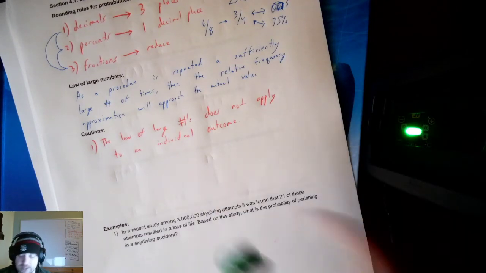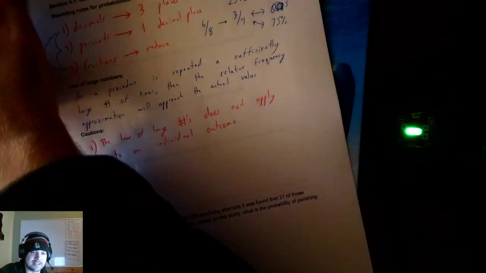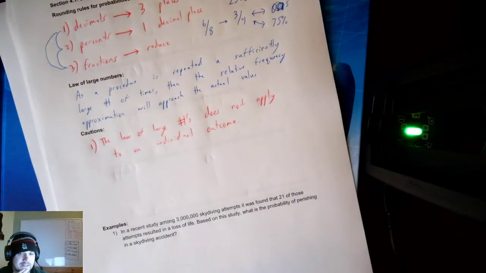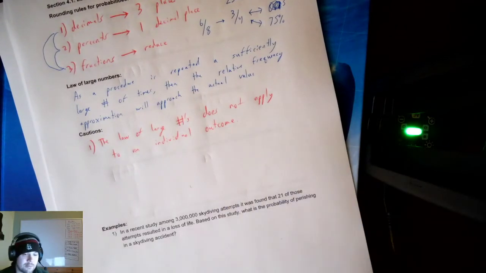I could sit here and roll this die forever and never get a 6. That is possible, right? It doesn't apply to an individual outcome. That is a common mistake gamblers make, that I'm due for a win, right? I've been on a losing streak, I'm due for a win. That's not how probability works. Probability is a more complex idea than you're due for a win, right?